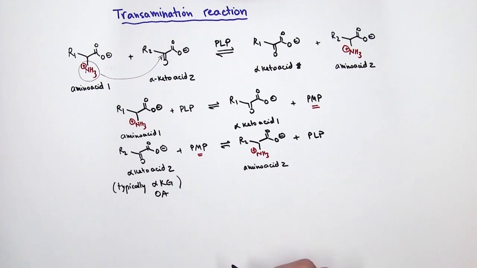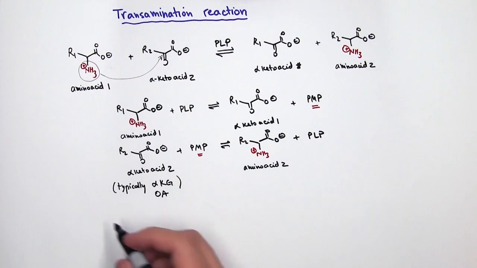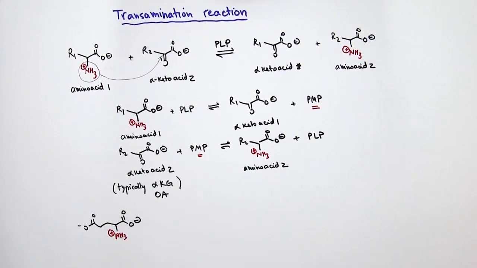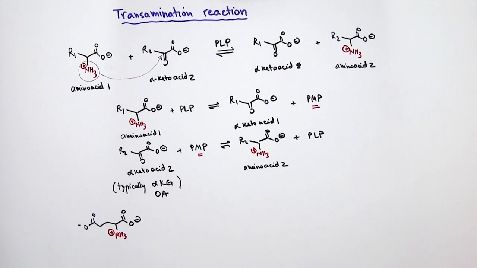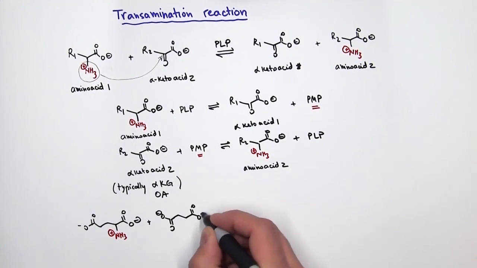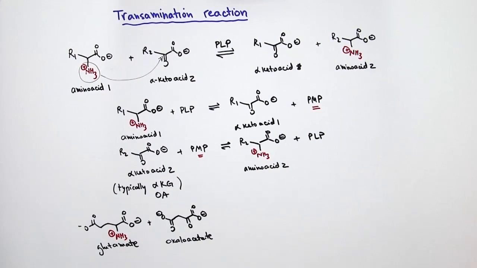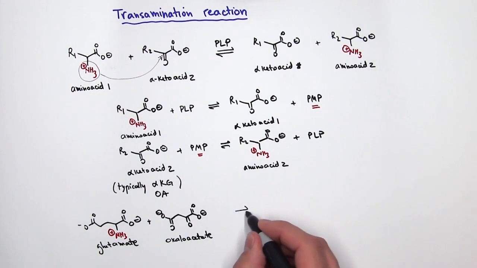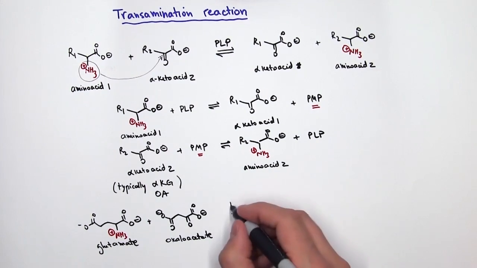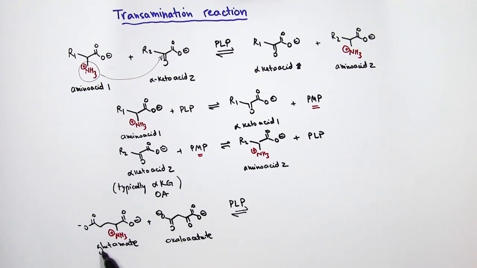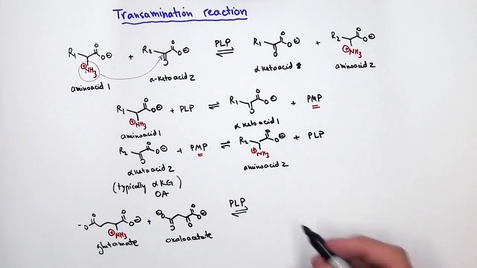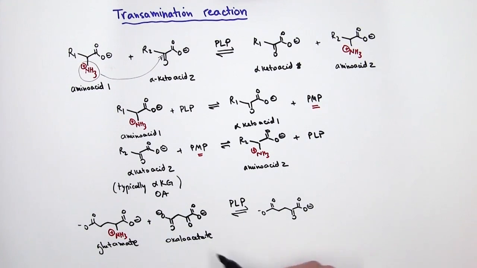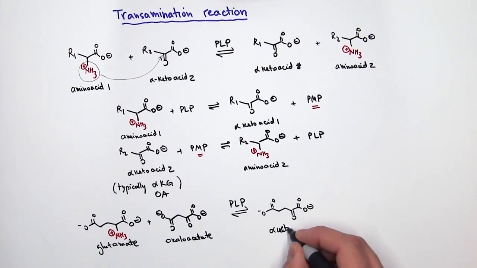Now, let's take a look at an example. For example, glutamate is going to be our amino acid, and oxaloacetate is going to be our alpha keto acid. And in the PLP catalyzed transformation, we will obtain the alpha keto acid corresponding to glutamate, which is alpha keto glutarate, and the amino acid corresponding to oxaloacetate, which is aspartate.